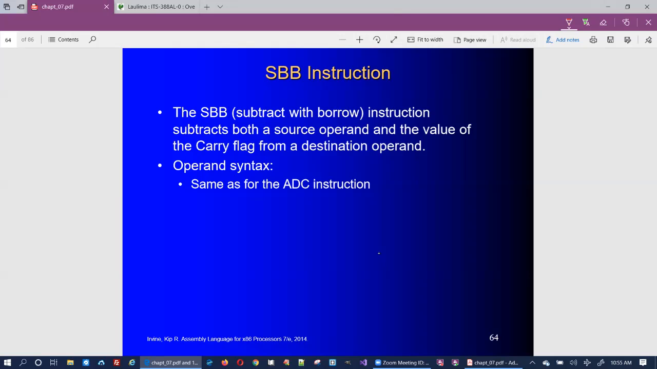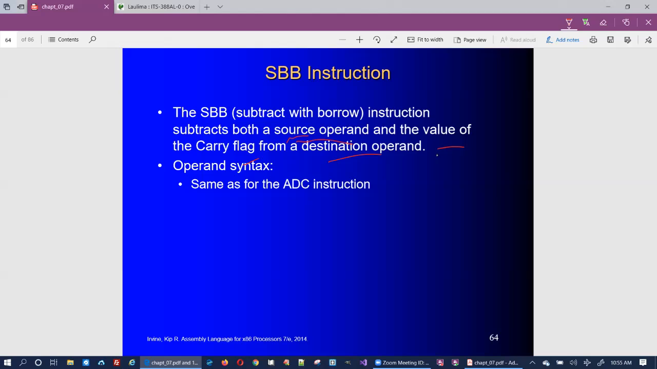The subtract with borrow is the same thing, except the carry bit is now the borrow bit, and so it subtracts both the source operand and the value of the carry flag from the destination operand. So if the source operand is 5 and the destination operand is 10, normally 10 minus 5 would be 5, but if the carry flag is set, in other words, the borrow flag is set, then it's going to subtract 1 more, and it'll end up being 4.